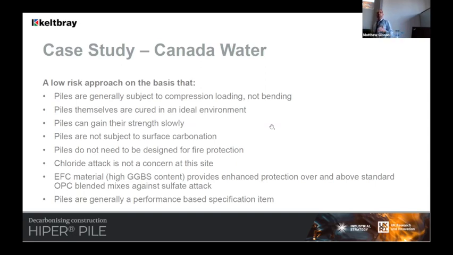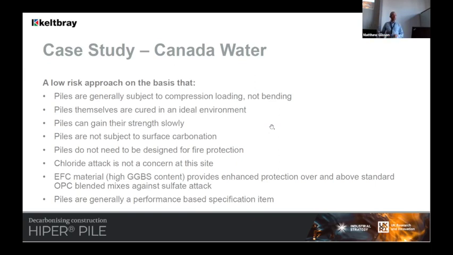If we're going to use this new material, the piles themselves are generally subjected to compression loading, not bending. They're actually cured in an ideal environment in the ground, generally around about 15 degrees C. They're allowed to gain their strength slowly because we don't just plonk the building on day 2. The piles in the ground are not actually subject to surface carbonation. So you look at the durability limit state and say, well, fail because of durability limit state.